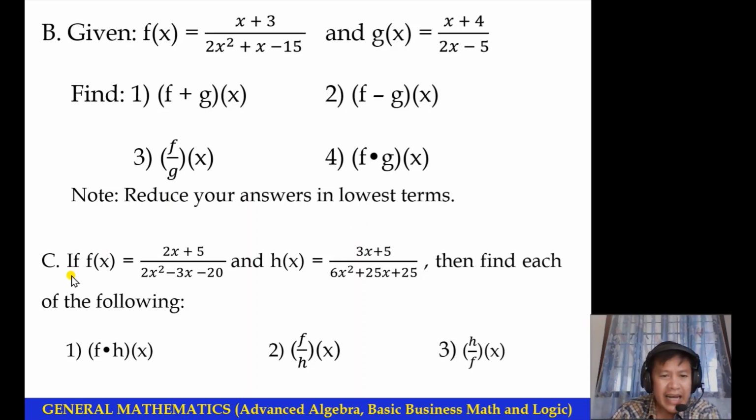Letter C. If f of x is equal to 2x plus 5 all over 2x squared minus 3x minus 20, and h of x is equal to 3x plus 5 all over 6x squared plus 25x plus 25, then find each of the following. Number 1, f times h of x. Number 2, f divided by h of x. And number 3, h over f of x.